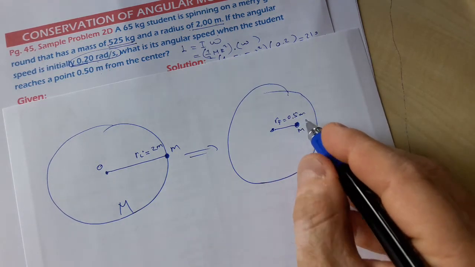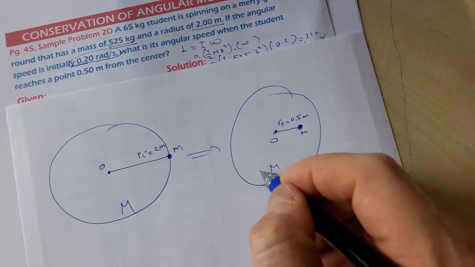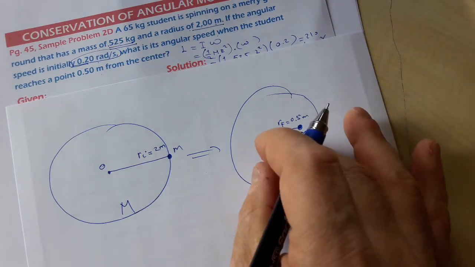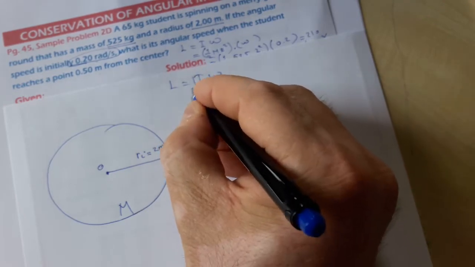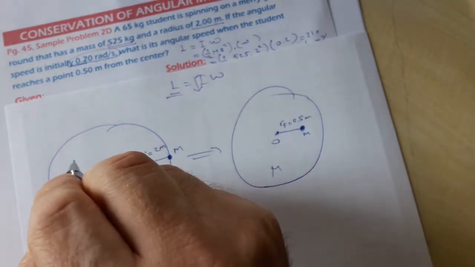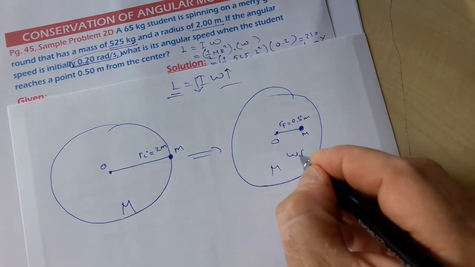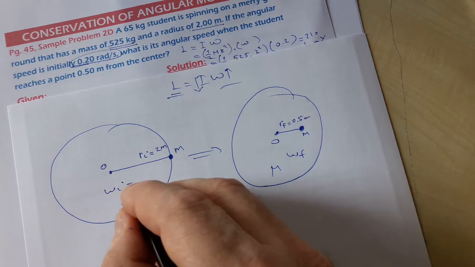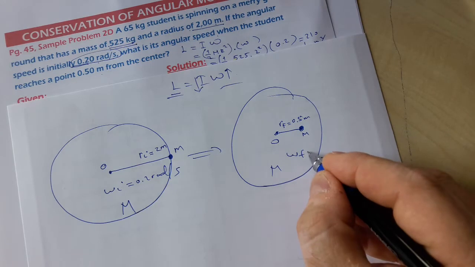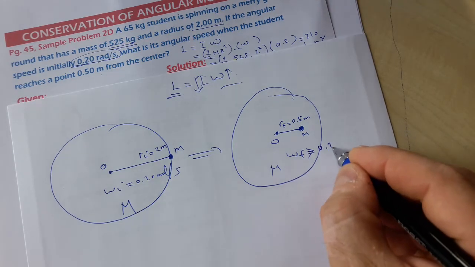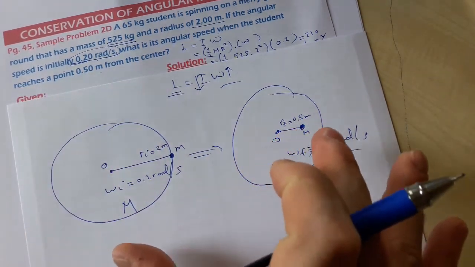Now when the mass distribution comes closer to the axis of rotation, the moment of inertia decreases. According to conservation of angular momentum, if the moment of inertia decreases, to keep the angular momentum constant, the angular speed must increase. Yes, the final angular speed will be greater than the initial. The initial angular speed is given as 0.2 radian per second, so we can predict the final angular speed will be greater than 0.2 radian per second. But how much?